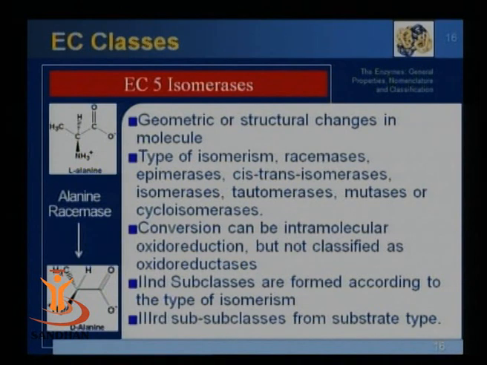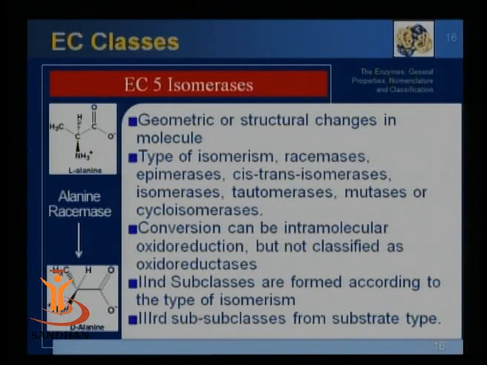Now there are varieties of isomeric forms, which are geometric and structural types of isomers, and any sort of structural or geometric changes brought about by an enzyme are in fact known as isomerization, and it comes within the purview of isomerase. Different types of isomeric activities and isomeric enzymes are there. Some carry out isomeric conversion, some carry out racemic conversion. They are known as racemases.